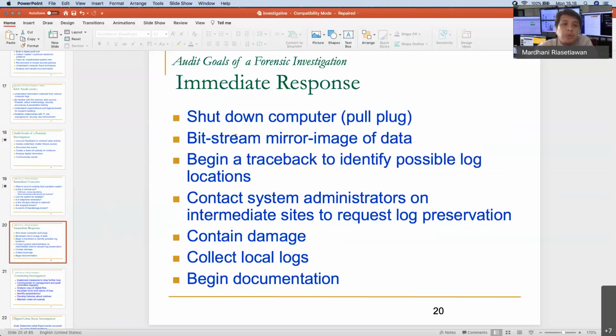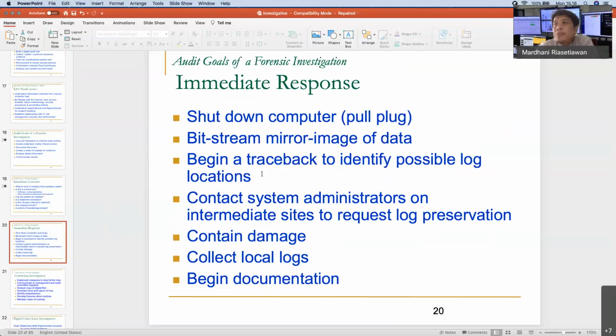So why the image format? Because we don't want to change the environment. If the data changes the environment, the potential of loss is very high, and it will be very difficult to recover and find the source of fraud. And then we need to trace back to identify possible log contacts. So that is very important.